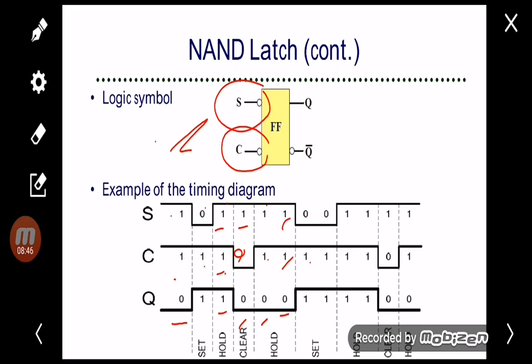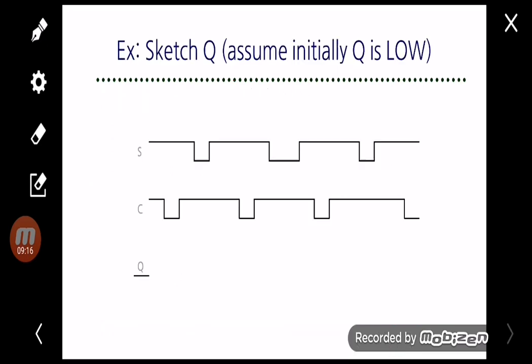0, 1, we set. 0, 1, set. 1, 1, hold. 1, 1, hold. 1, 0, we get clear. 1, 1, hold. So you can see here, the Q is responding to every input change of S and C. We also call a latch level sensitive. So every time the input is changed, it will change the output.